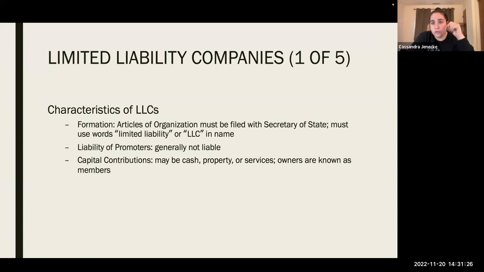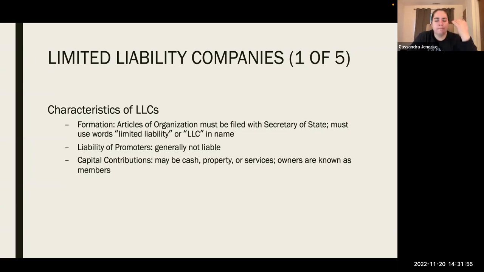Promoters are individuals who engage in promotion of a business. So they're seeking investment or they're engaging in contractual relationships on behalf of a company before it exists formally. Promoters are not going to be liable under an LLC, and they won't be members of an LLC typically. And then capital contributions can be cash, property, or services.